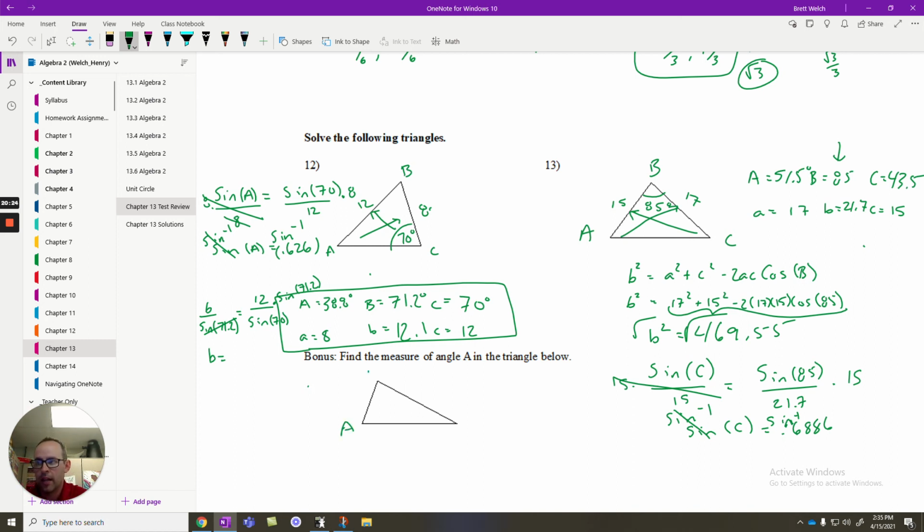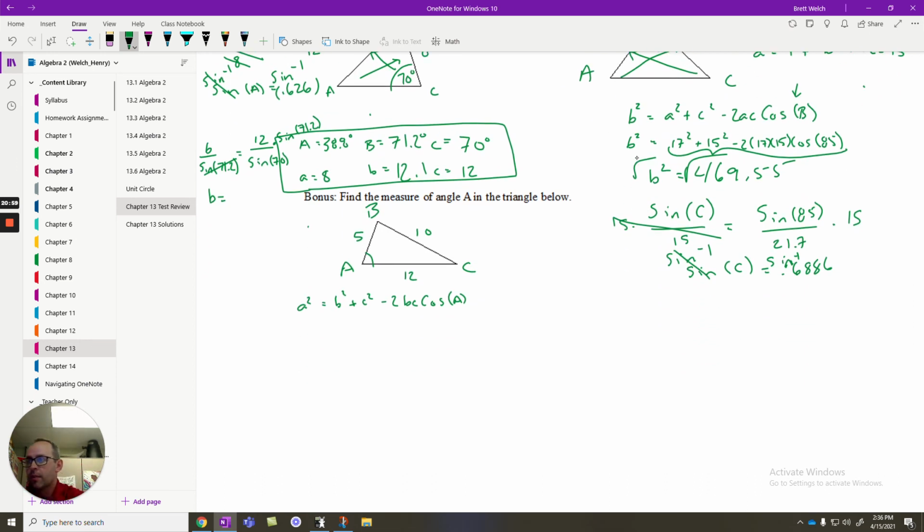All right, last question is our bonus problem. We've got A, B, C with 5 here, 10 here, and 12 here. Your job is to find the measure of angle A. The way we do that is the law of cosines, but the trick is that the thing we don't know will be way over here on the far end. So because I'm looking for angle A, I'm going to start with little a. Little a squared equals little b squared plus little c squared minus 2 times b times c cosine of big A. That's the formula I'm working with.